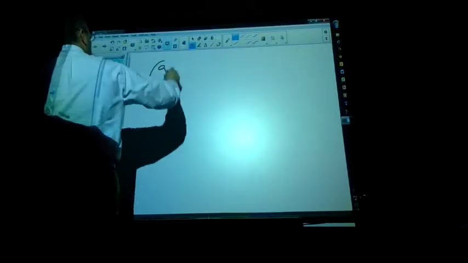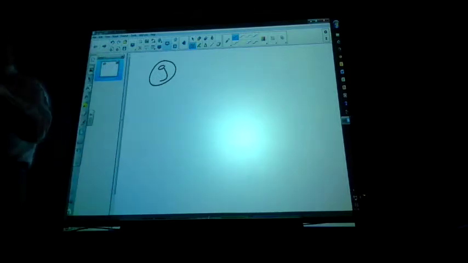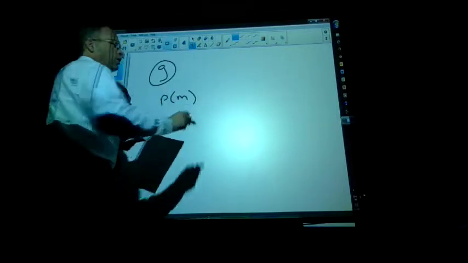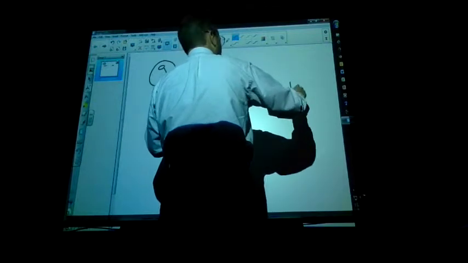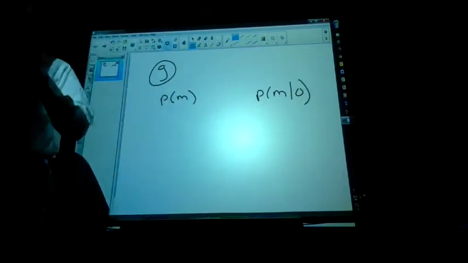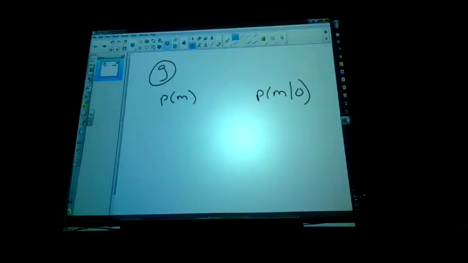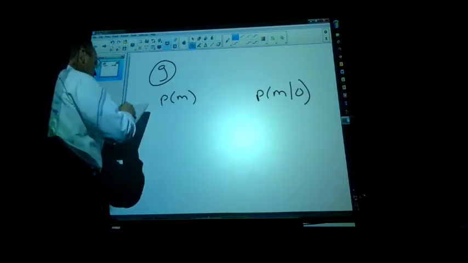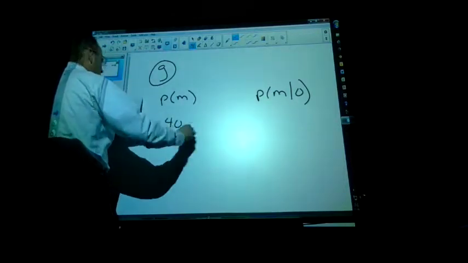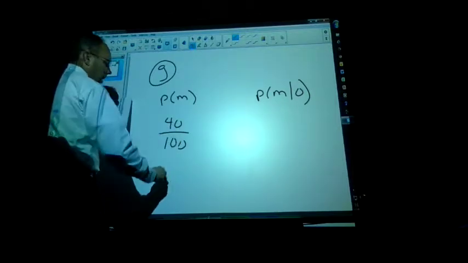So it says, being a male and having type O, are they independent events of each other? Okay, so you want to do this. You want to find the probability of being a male in our survey, and then you want to find the probability of being a male given type O. If this creates two equal events, then they are independent of each other. So the probability of being a male, on our table we have 40 men out of 100 people, so that reduces to 0.4.